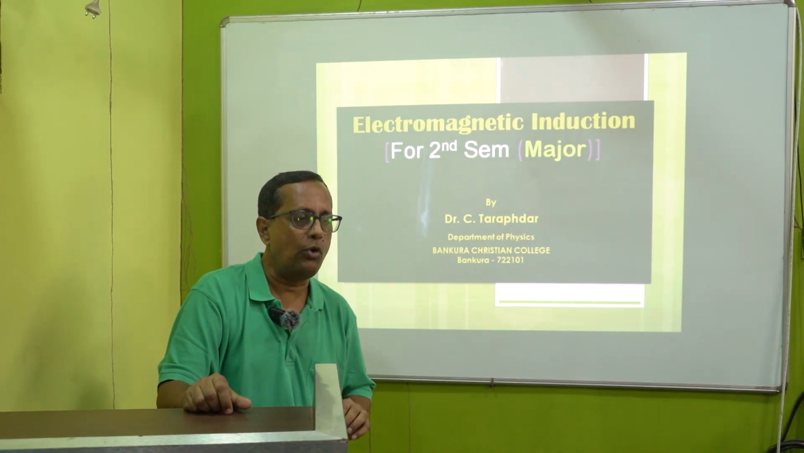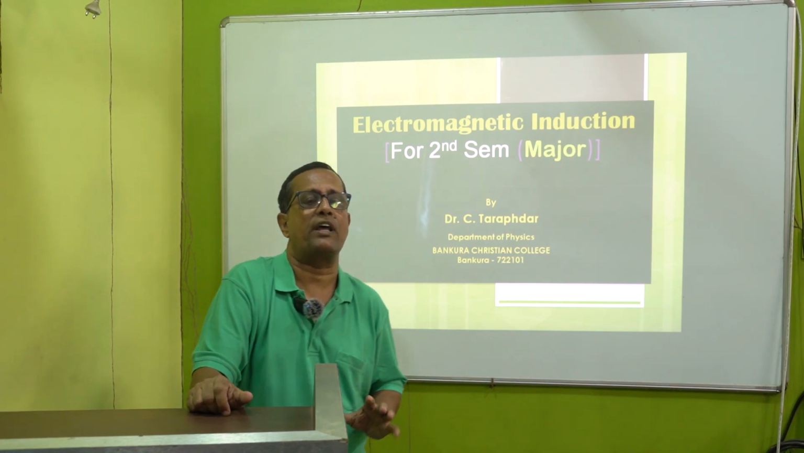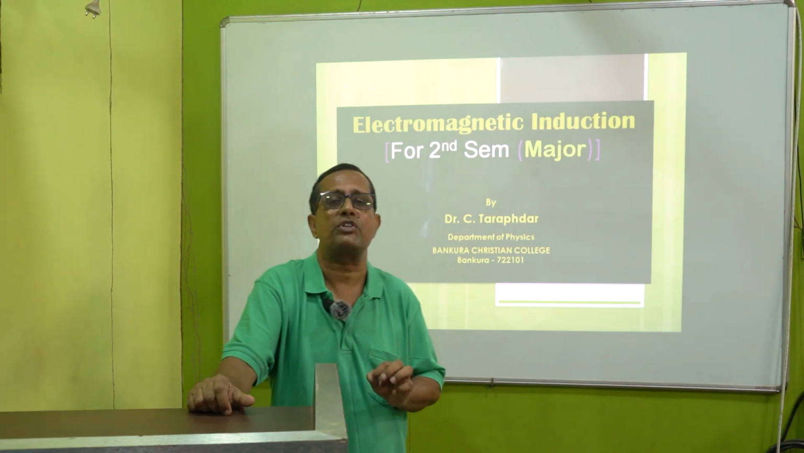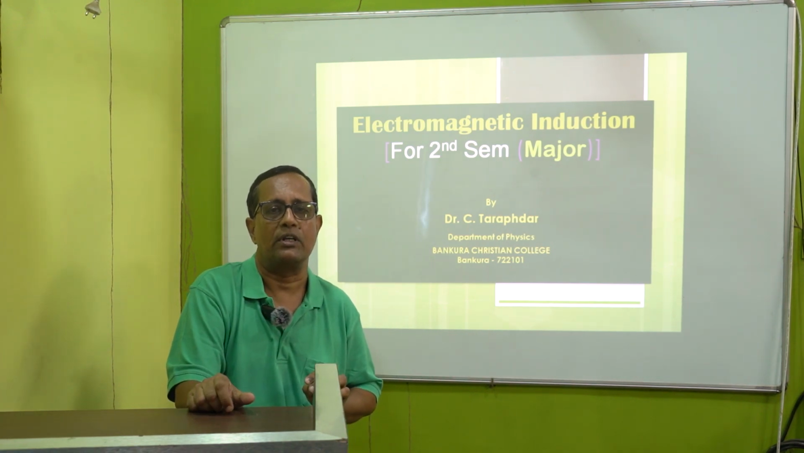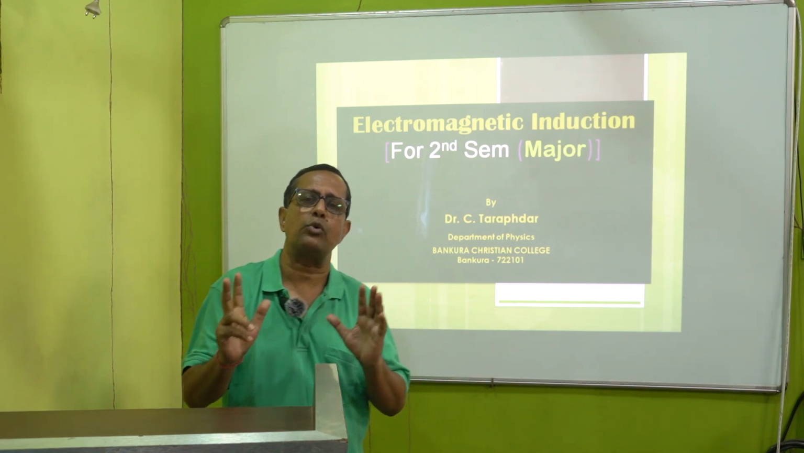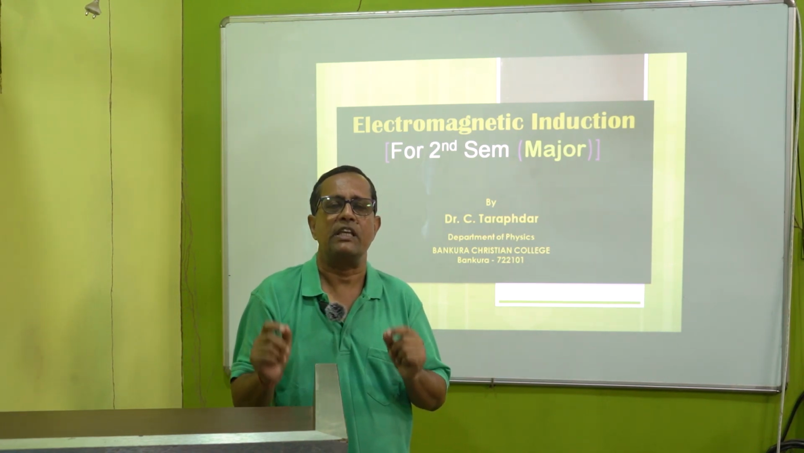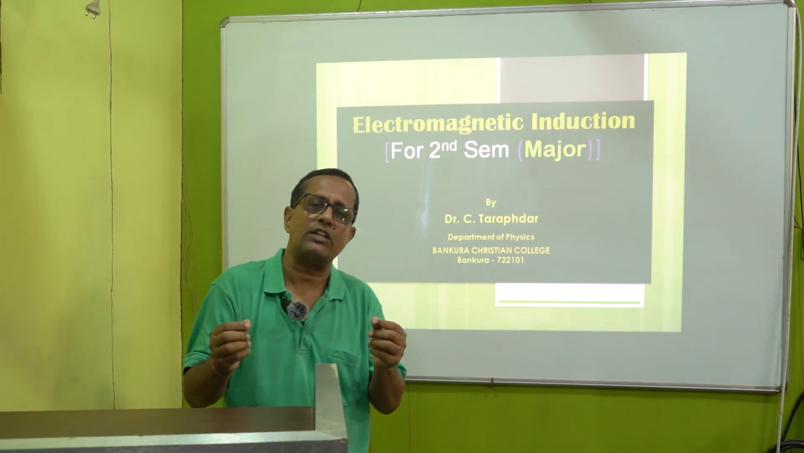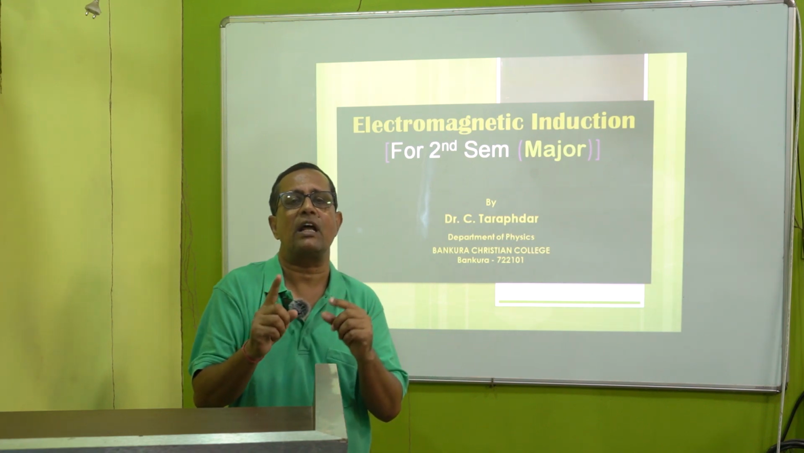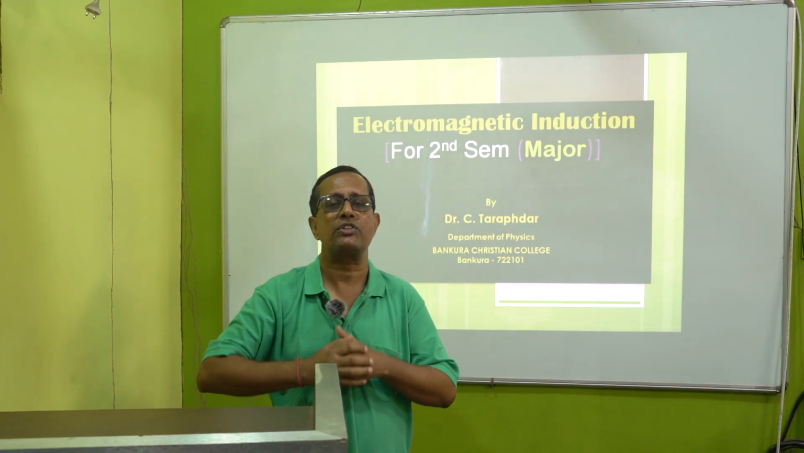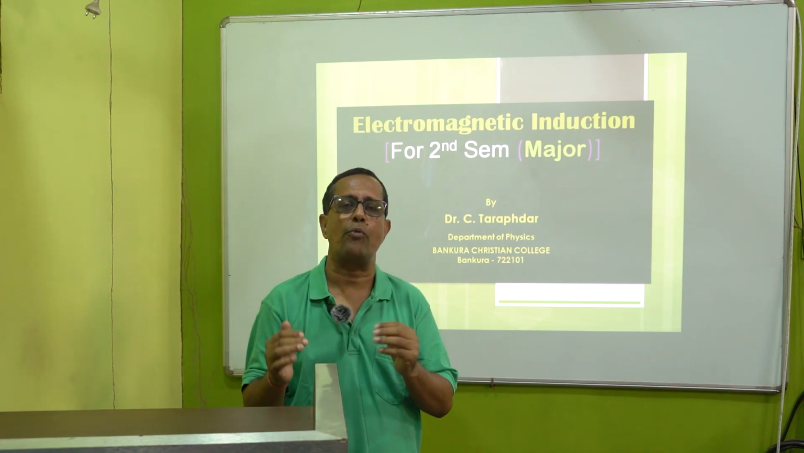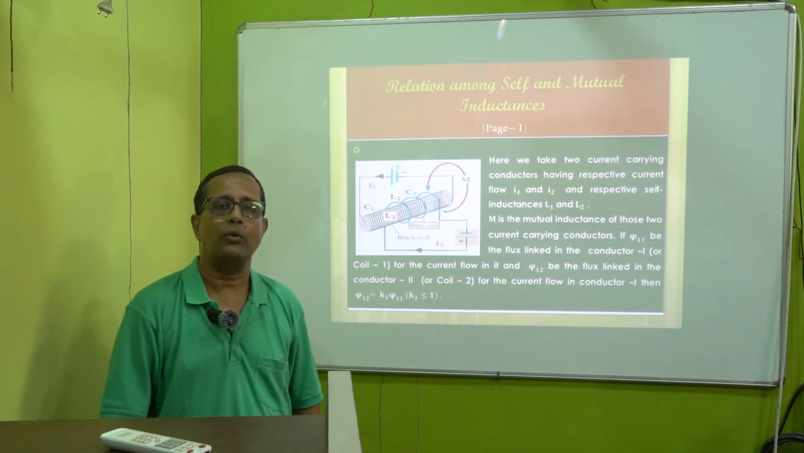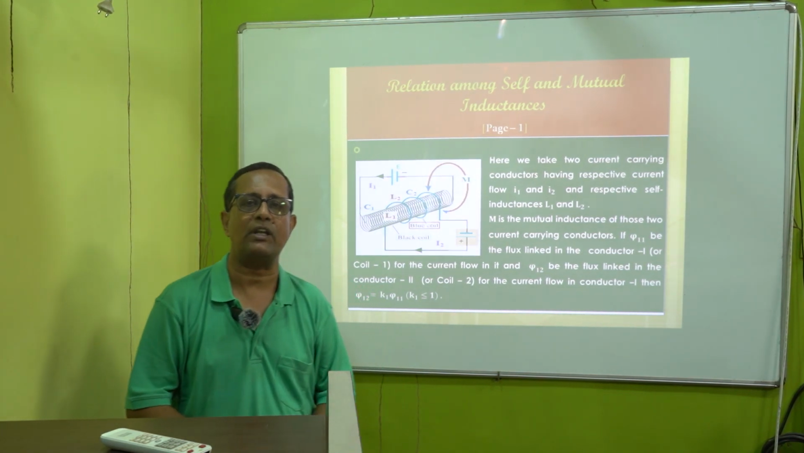You know the definition, unit and significance of these two inductances, self and mutual. Today I will discuss the relation between self and mutual inductance. Suppose there are two coils or two current carrying conductors. Each current carrying conductor or coil having finite turns has self inductance, and for the presence of two coils there is mutual induction. Now I will discuss the relation between the self inductance of two coils and their mutual inductance.